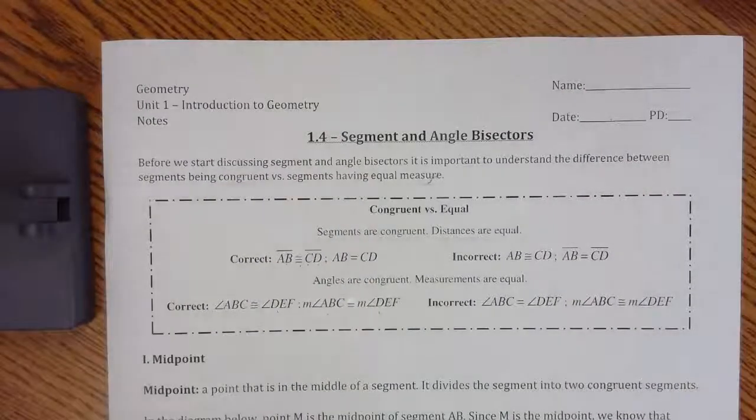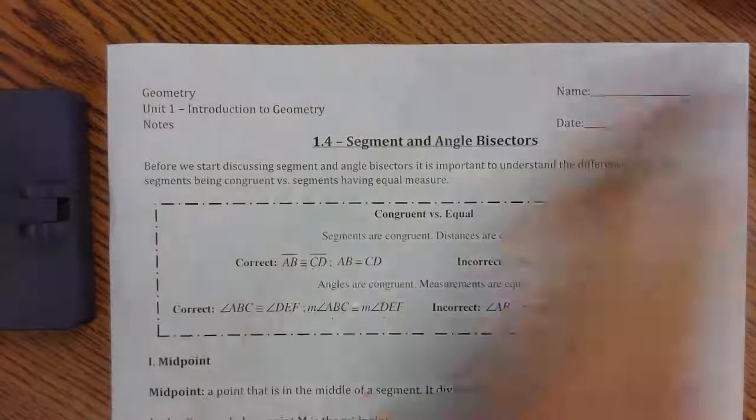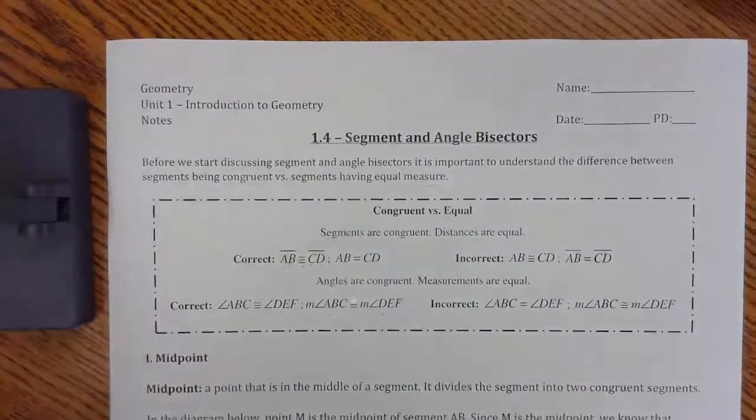Okay, group, so we are on the 1.4 notes. So this is section 1.4. We're dealing with segments and angle bisectors. So in this particular set of notes, there's something that I want you to pick up here.